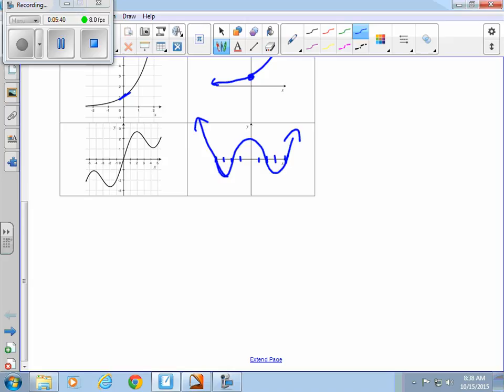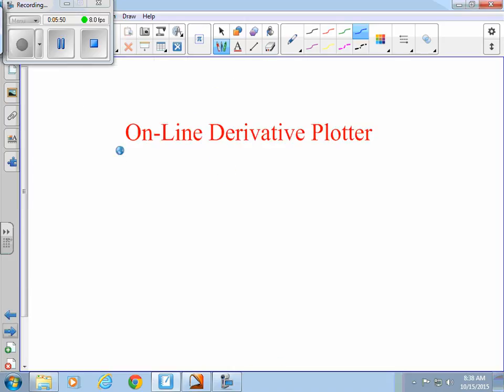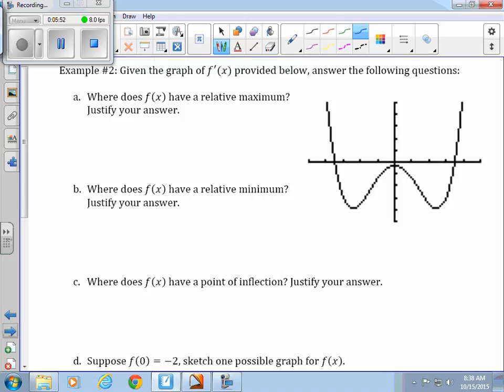Again, those sketches won't be perfect, but we can get a pretty good idea of what the derivative is based on just looking at slope. So that's one page of your notes. I'll have a few other examples. So, example number 2.